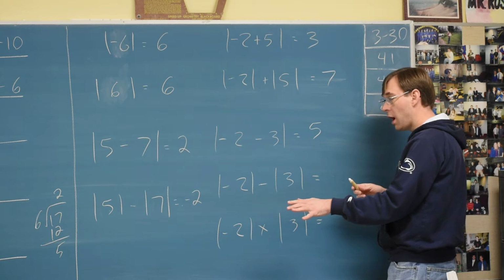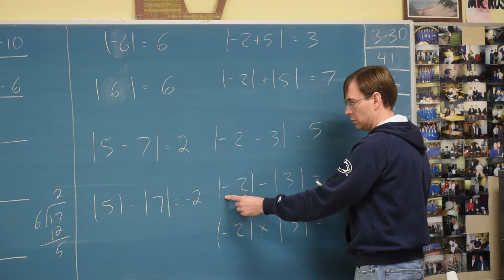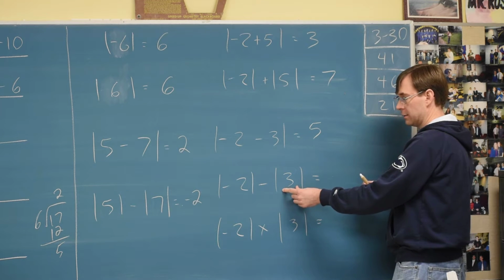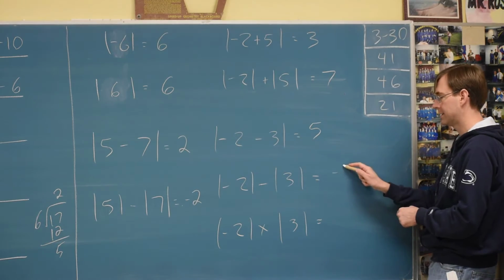This, the subtract, is not in the bars, so we do the bars first. The bars would make this 2. It would make this 3. And then subtract. 2 minus 3, that's negative 1.